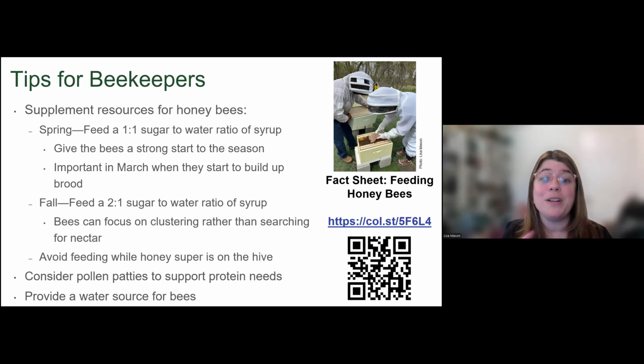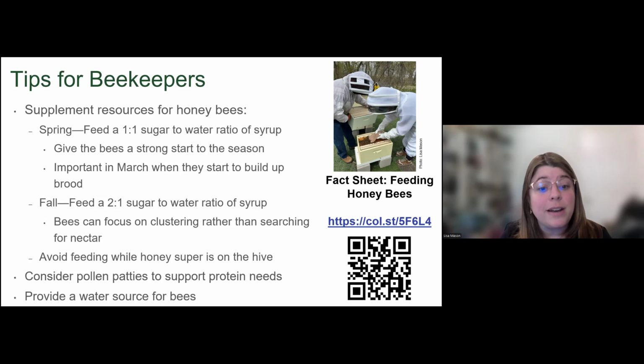In the fall, you're going to switch the ratio a little bit. You're going to do a 2-to-1 sugar to water ratio of syrup. And this way, when it starts to get cold out, those bees need to save their energy and cluster around that queen for when cold temperatures really do arrive. So by feeding them in the fall, you're giving them a chance to focus on that rather than sending out those foragers looking for nectar that may or may not be available. And feed just not while that honey super is on the hive.